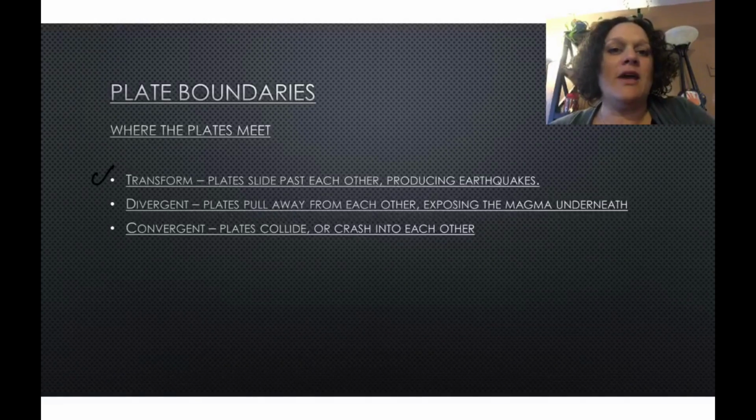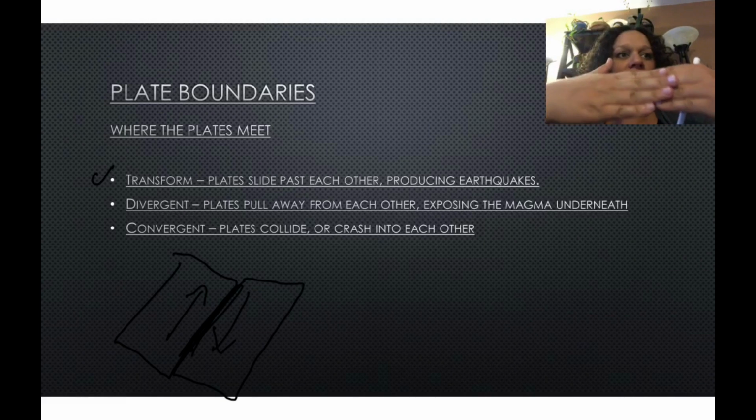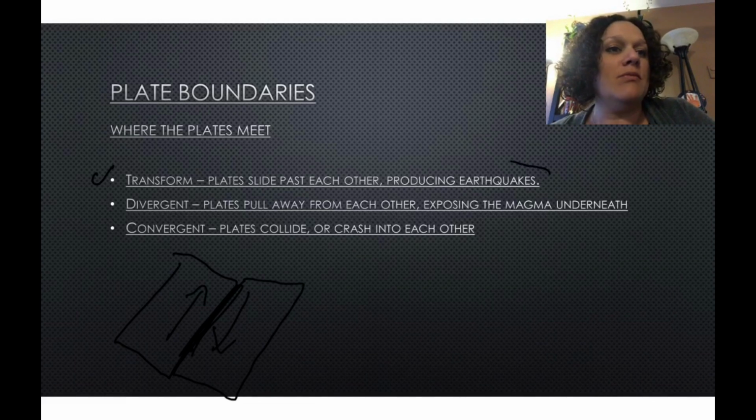We have transform boundaries, which basically means we have two plates that are up next to each other like this, and one is moving this way and one's moving that way. So they're sort of sliding past each other. And of course they're not really smooth, so they're constantly jagged. So that's going to cause a lot of disruption and movement of those plates, and sometimes those movements can be sudden. So that sudden movement is what produces that earthquake.